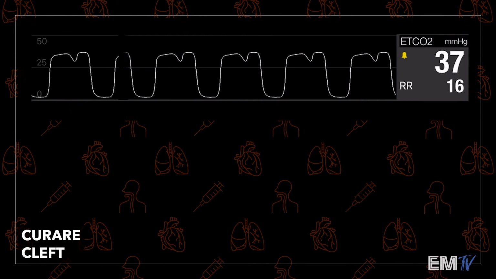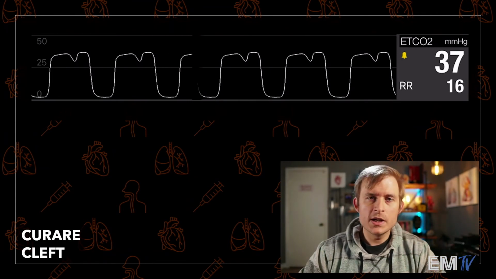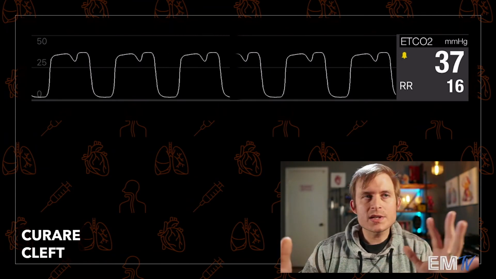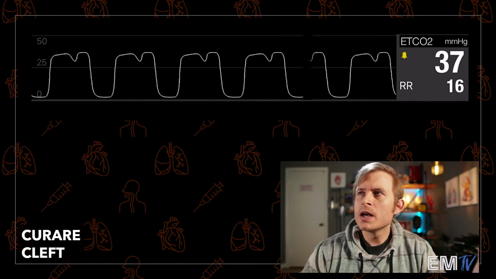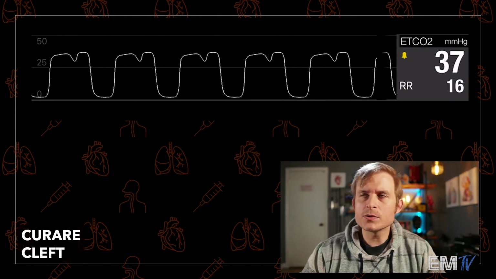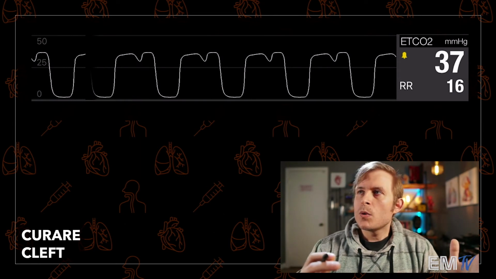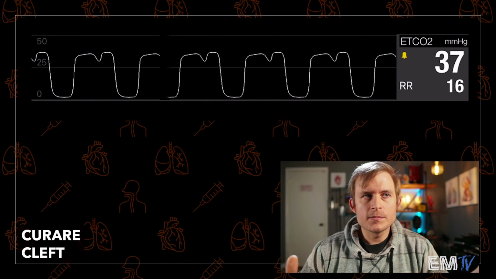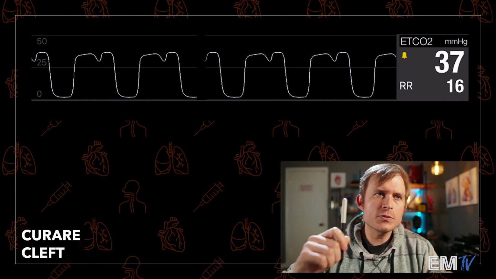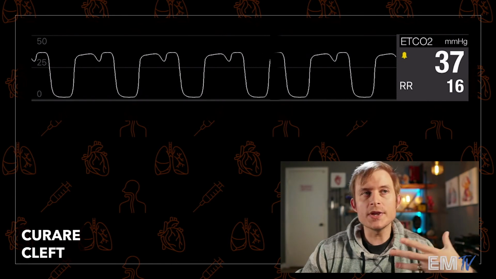The rhythm, the waveform that you're seeing here, is what's known as a curare cleft. Now, if you look at it, it looks like a normal capnography waveform. It's kind of rectangular. It's the right height as far as the amount of exhaled CO2 that we want. However, there's a notch in it. Now, what this means is your patient is attempting to breathe. So that downward inflection, remember, is inspiration. It's clearing of carbon dioxide, so they're breathing in.